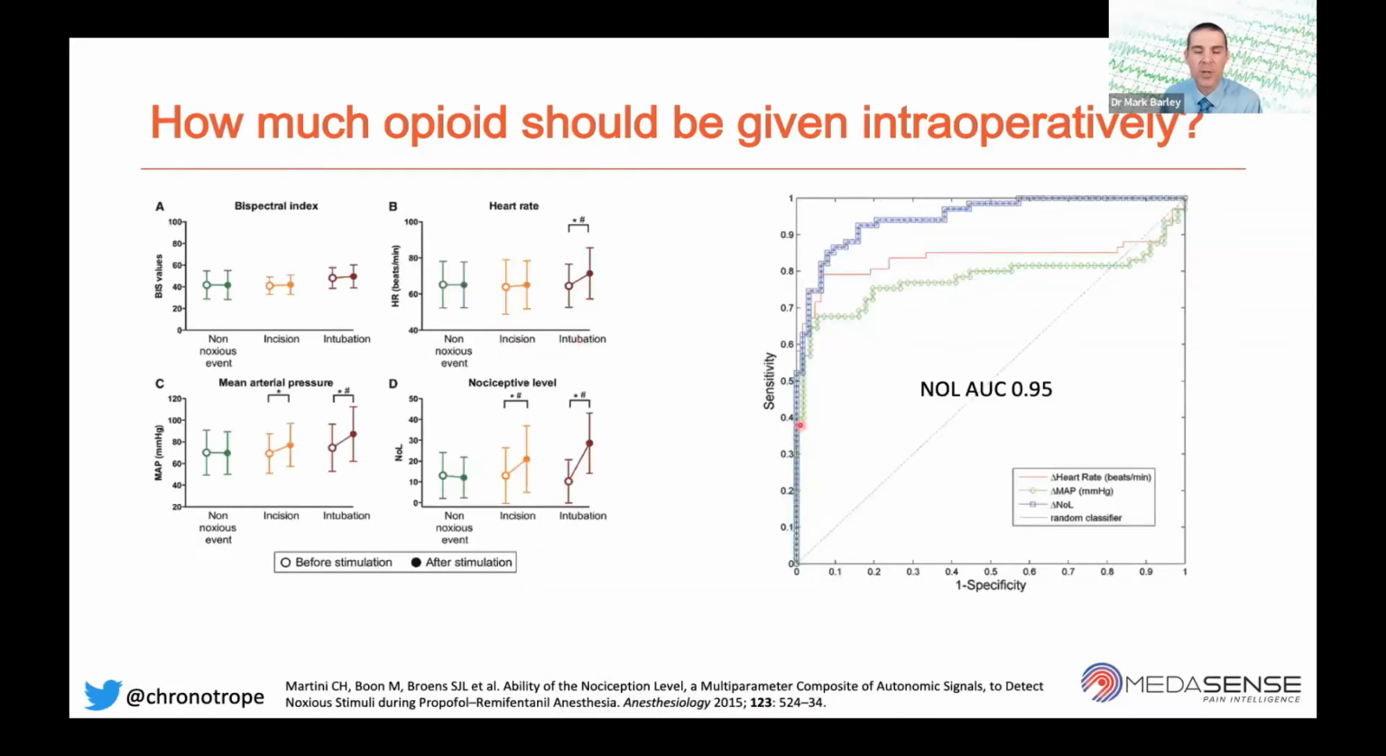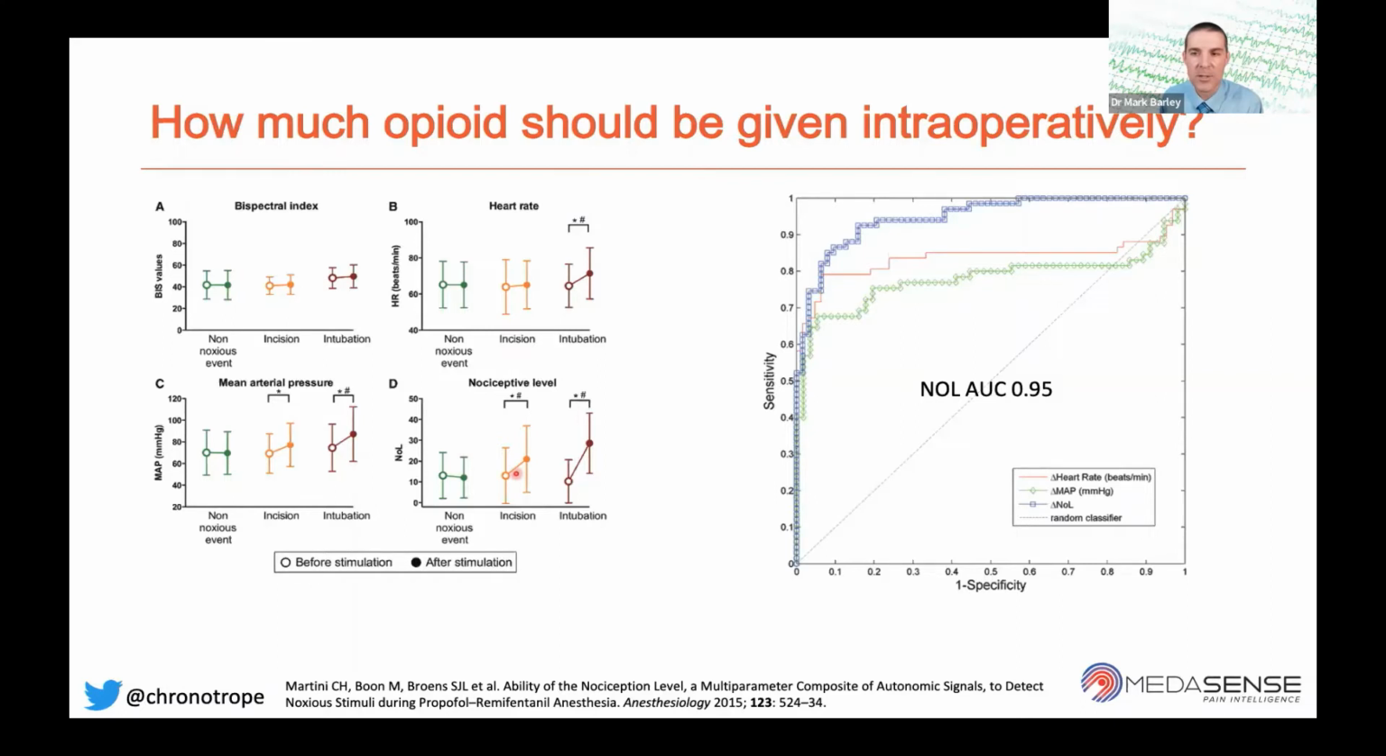Frank's already shown you the impressive area under the curve achieved by the NOL monitor, but it's interesting to look at how different parameters perform to a noxious stimulus, be that tetany or laryngoscopy. Here we see very little change between incision and intubation in heart rate, mean arterial pressure, or even when using the bispectral index. These parameters really aren't particularly useful in discriminating a noxious stimulus applied to our patient.